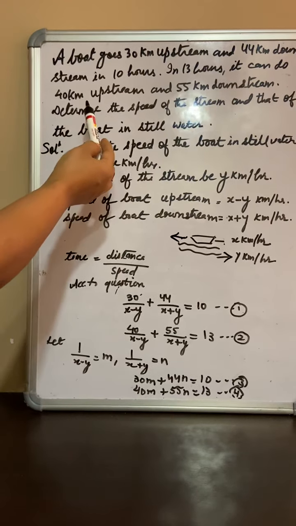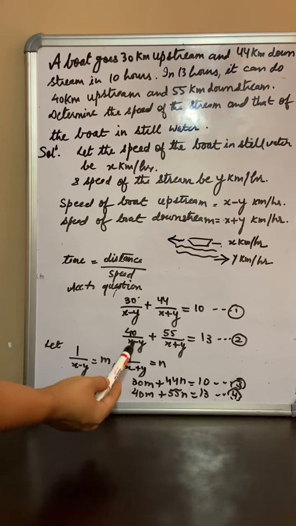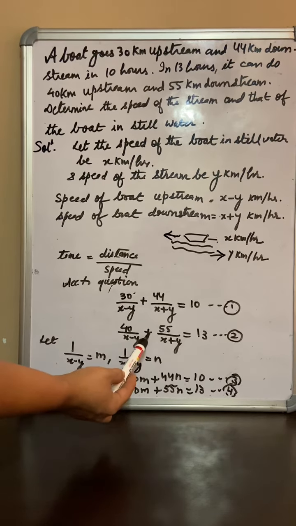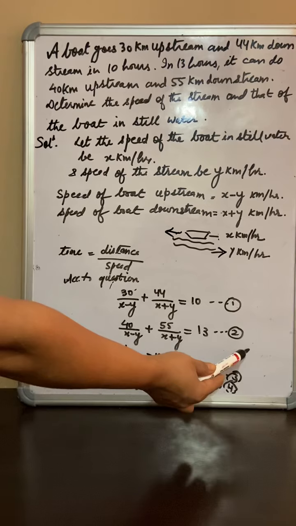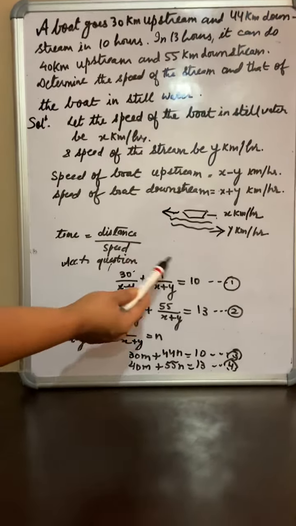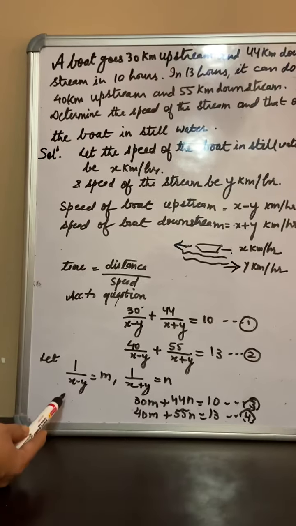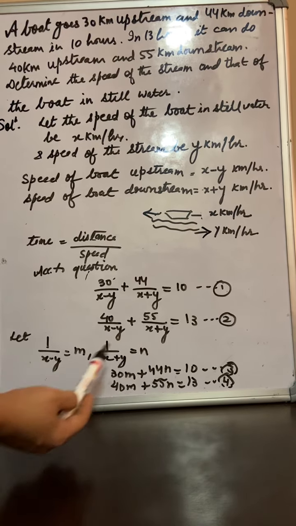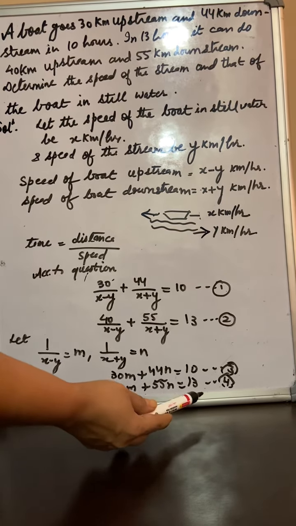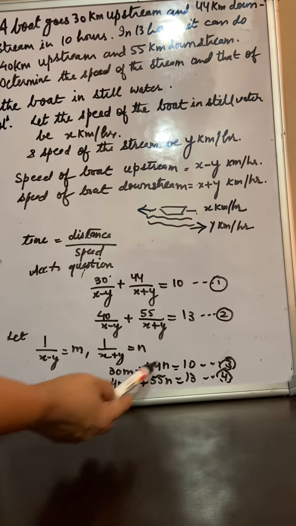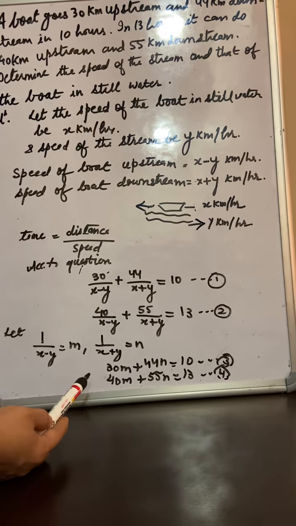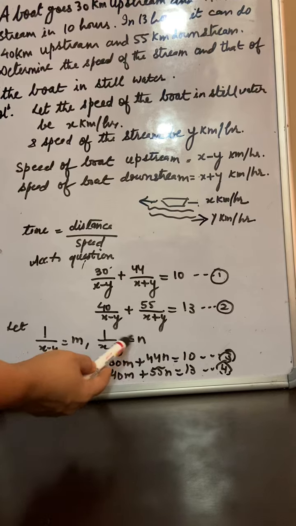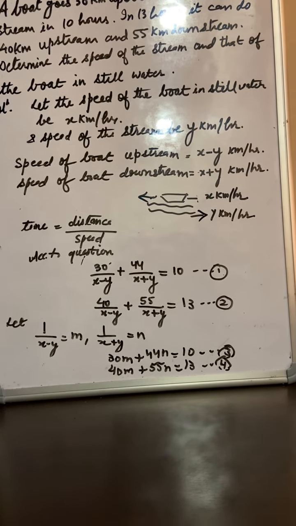Similarly for the second condition, in 13 hours, 40 km upstream and 55 km downstream. So 40 upon x minus y plus 55 upon x plus y is equal to 13. Now we have to reduce these equations into linear equations. For that we are assuming 1 upon x minus y as m and 1 upon x plus y as n. So this will give you these two linear equations. Now you can solve these two linear equations by any of the three methods which we have learned, and using that you can find m and n, and after solving for m and n you have to solve for x and y. That's all.